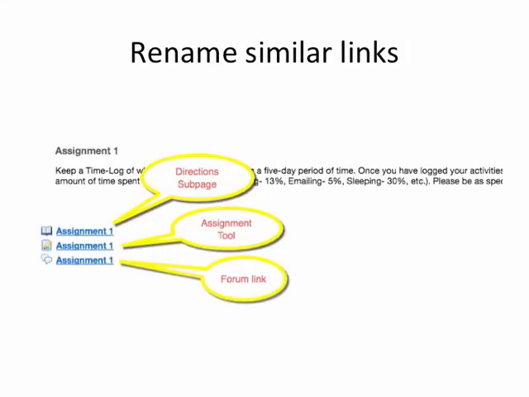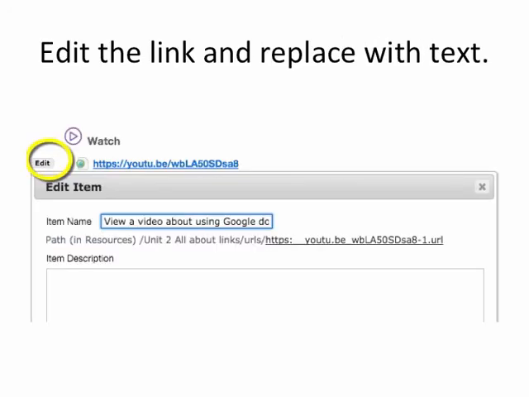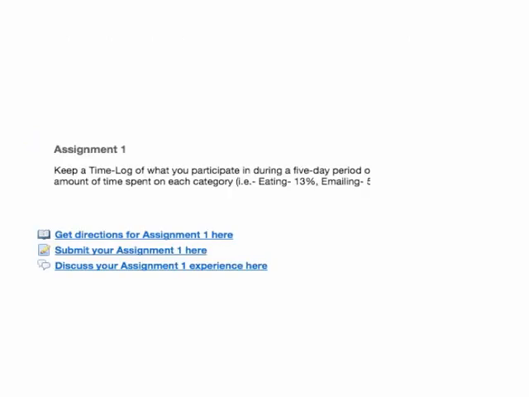Finally, you may create several links that may end up looking and sounding like the same thing. In this case, we have a subpage for directions, a link to the assignment tool to submit the assignment, and a link to a forum to discuss the assignment. Unfortunately, all three of these things have been named Assignment 1. For each of these, you need to click the Edit button and rename the link to be more descriptive. Now the user will know from the screen reader what the link is going to.